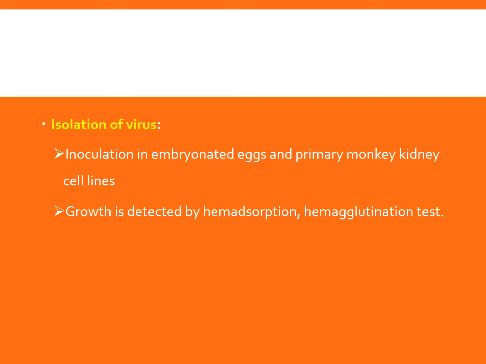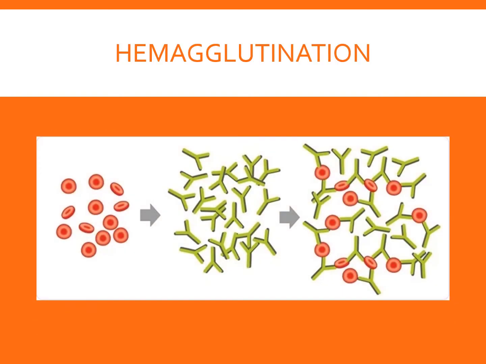Now how can you detect it? You are isolating the virus in the cell line, but in the cell line how will we know whether the virus is present or not? So the growth is detected by hemadsorption, and second is the hemagglutination test. Now what are these hemagglutination tests and what is hemadsorption? Because these three terms are only present in influenza infection: hemadsorption, hemagglutination and hemagglutination inhibition. So these should be properly understood by the students. It is very important. Now hemagglutination, as I have told you, this virus has hemagglutinin peplomers present on the surface of the virus.